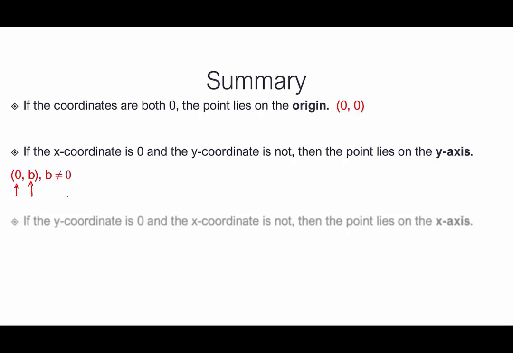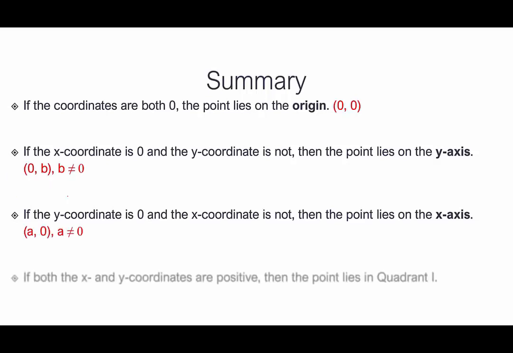We could get more detailed than that. We could say the positive y-axis if b is positive, the negative y-axis if b is negative, but we don't have to do that. If the y-coordinate is 0 and the x-coordinate is something else, then we would say that the point lies on the x-axis. And so that would be a, 0, where a does not equal 0, that would be on the x-axis.